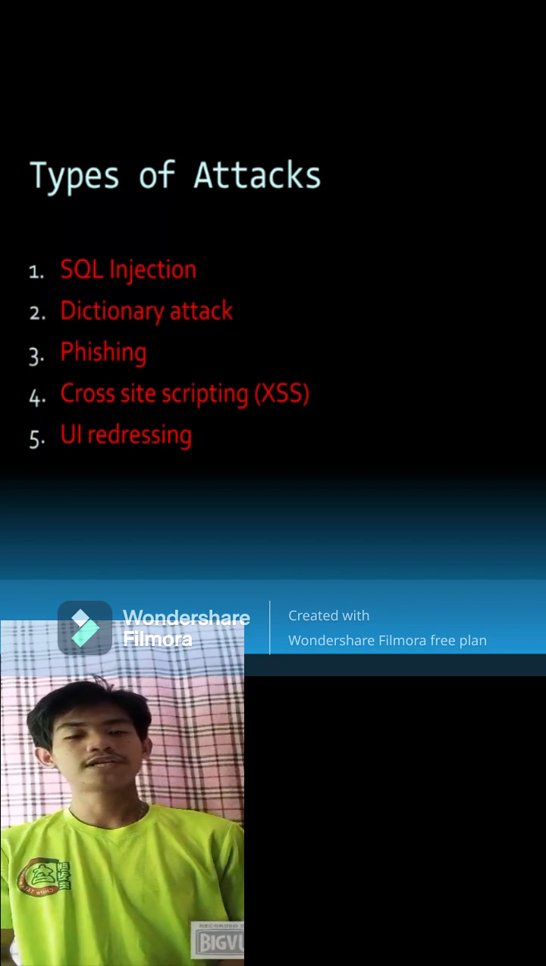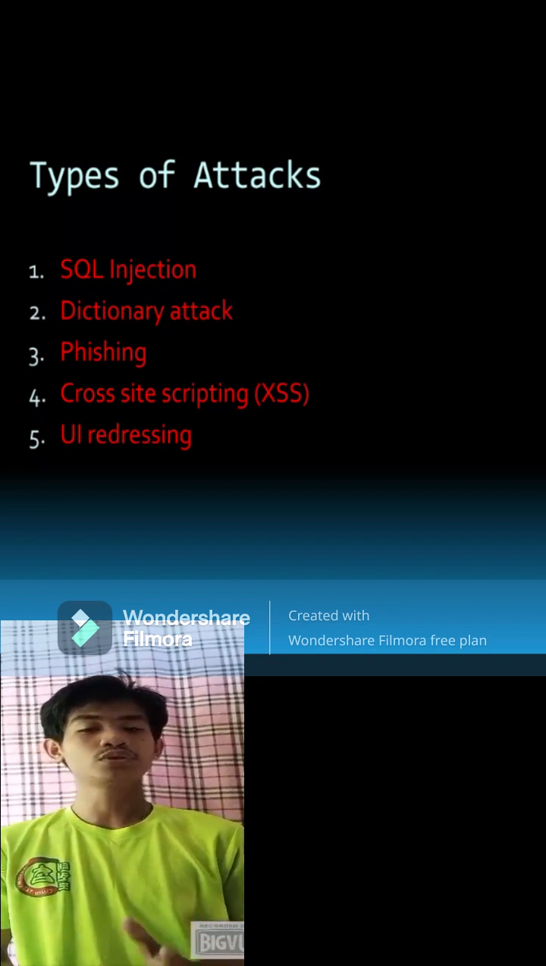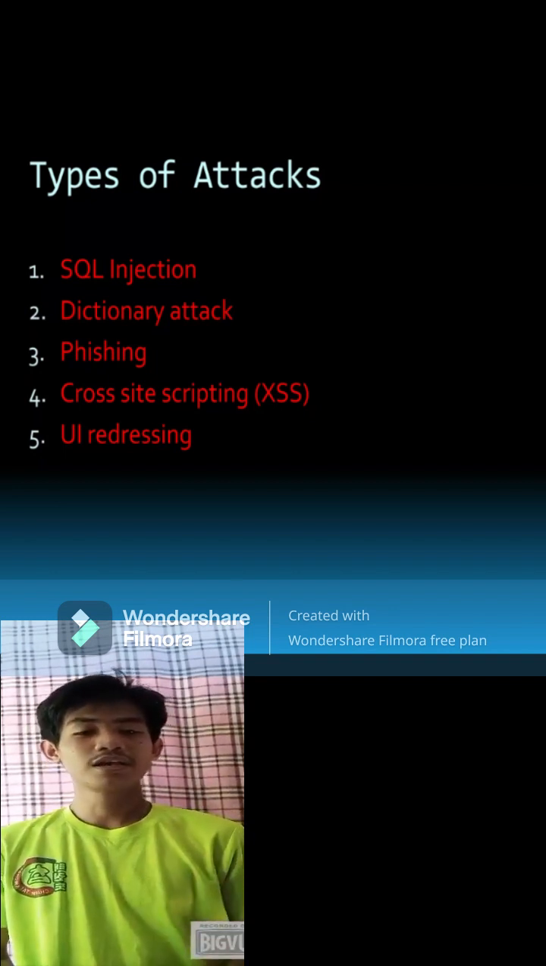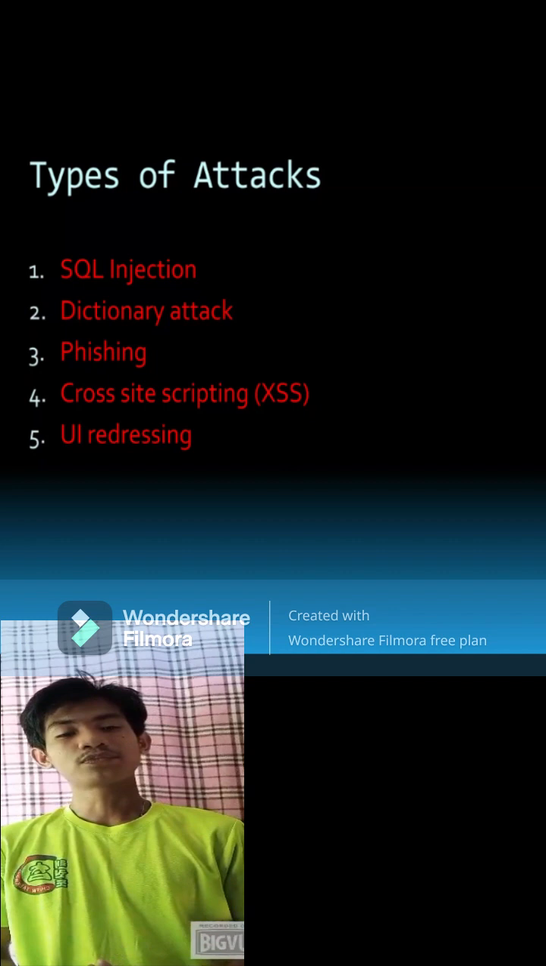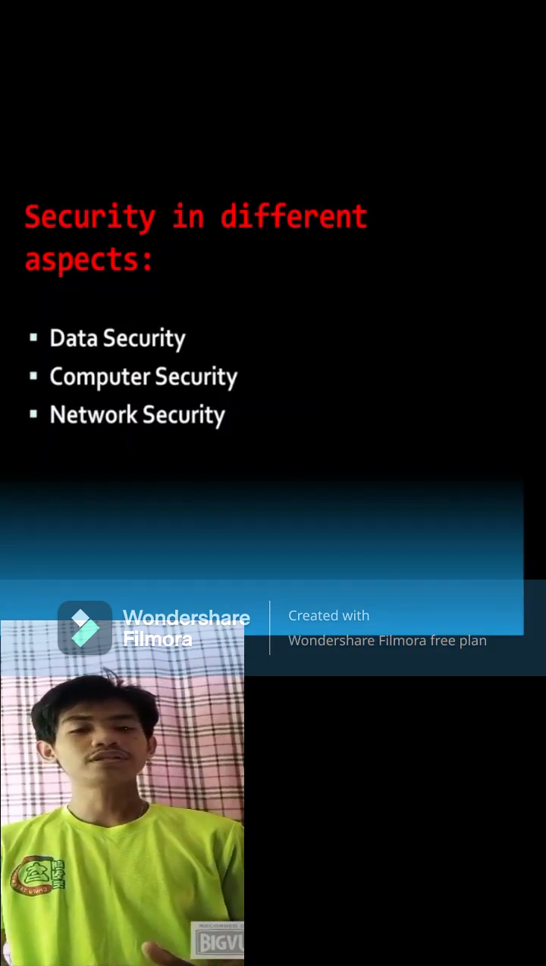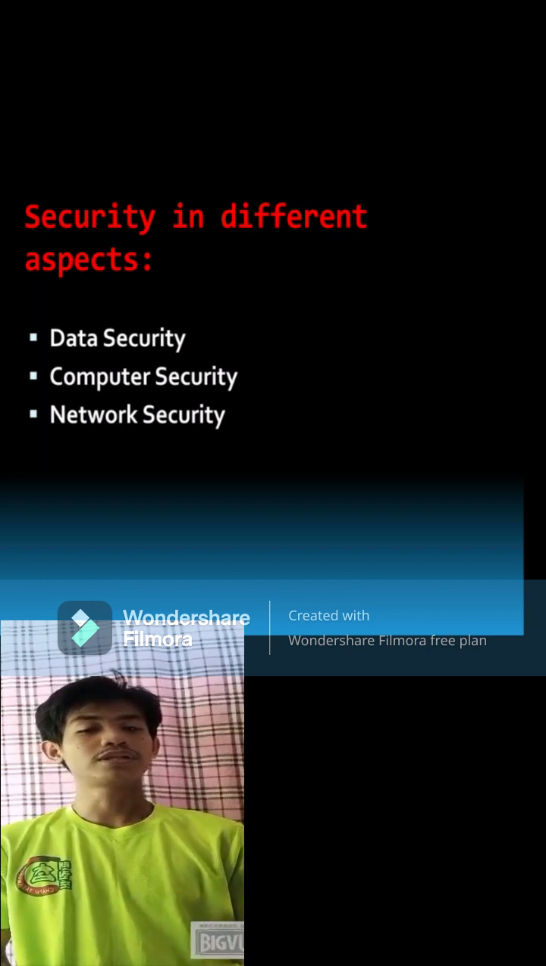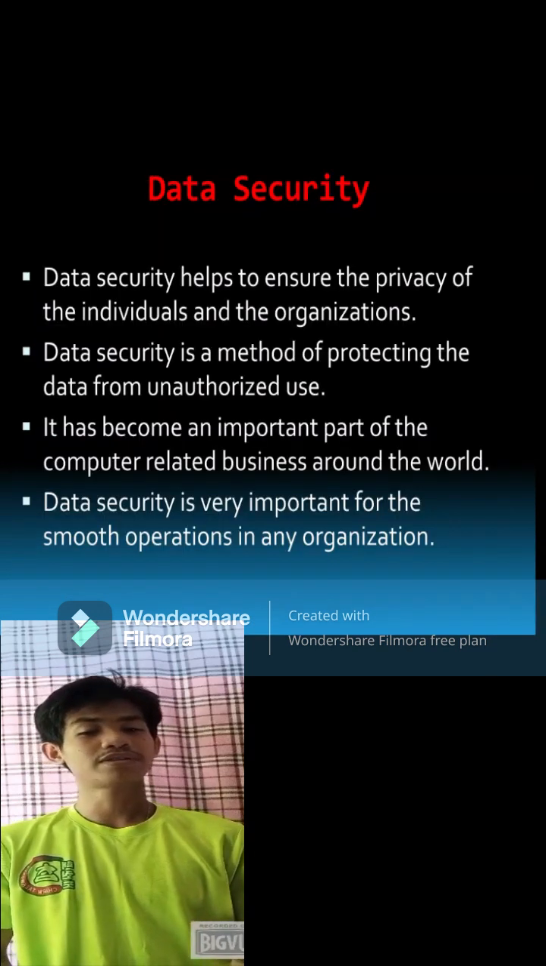Now, let us proceed to the different types of attacks. Number one, SQL injection. Number two, dictionary attacks. Number three, phishing. Number four, cross-site scripting or XSS. Number five, UI redressing. So, in security, there are different aspects: data, computer, and network security.